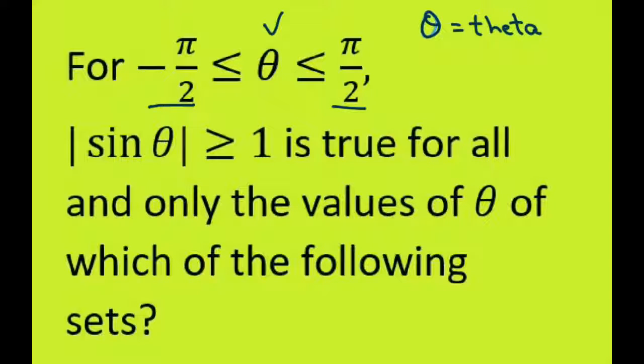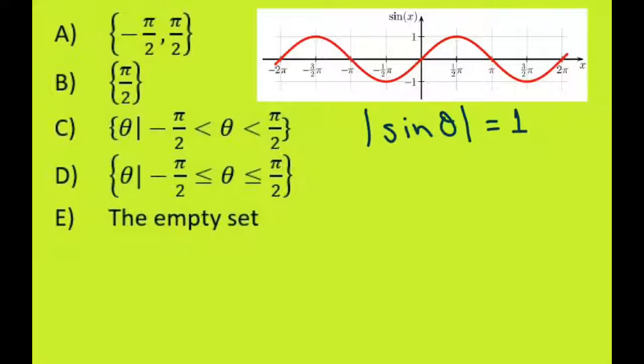So I have the multiple choice part set up for you, and we're going to look at this. Remember this, absolute value of sine of theta must be greater than or equal to 1, and this is our domain values. I have a little graph here, and we're looking at our domain from negative pi over 2 to pi over 2.